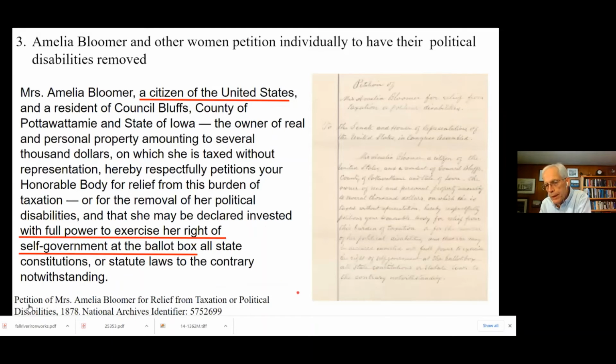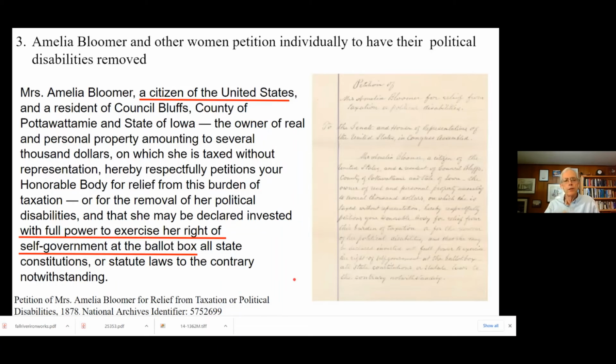So the next movement that women will do in that Reconstruction era is individual women will petition Congress to have their disabilities removed. And we'll take just a quick look at one of these as a representative sample. It's from Amelia Bloomer, and she describes herself as a citizen of the United States and a resident of Council Bluffs, County of Potawatomi, State of Iowa.